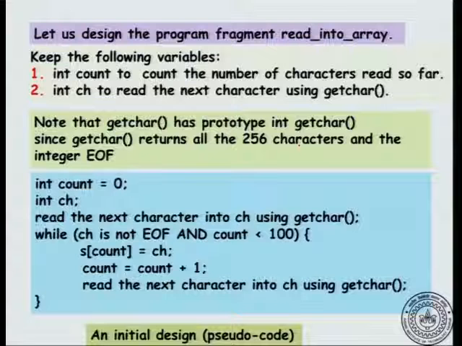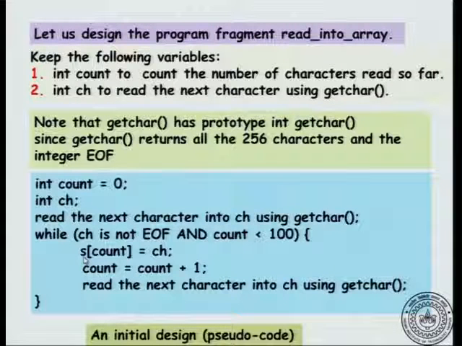So the code at the top level looks like this. We have the logic to read the next character into ch using getchar, and then we have a while loop which says that while the character is not end of file and the number of characters read, count, is less than 100, you store the character into the array, increment count, and then read the next character. Please look at the structure of the loop very carefully.